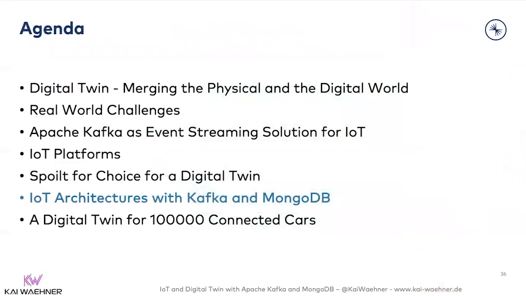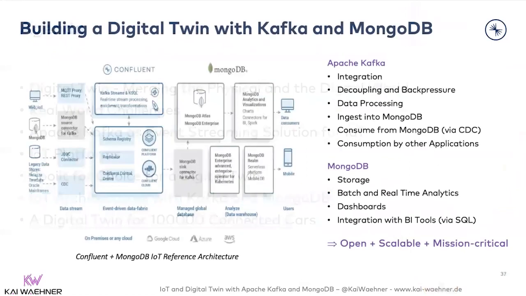So this was many different options. You always have this spoil for choice, and there is no one single option. It depends on your use case. And with this understanding now, it's also important to discuss the IoT architectures for Kafka and Mongo.